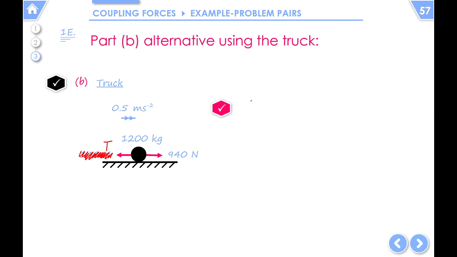So in this case we're going to have, resolving to the right, 940 minus T equals the mass of 1200 times 0.5. So if we rearrange this, imagine we move the T over to this side to make it positive, the right hand side here is 600, so 940 take away 600 gives us 340 newtons again. So once we'd figured out the driving force, we had three diagrams. We could have used either of the other two diagrams for this part of the question.